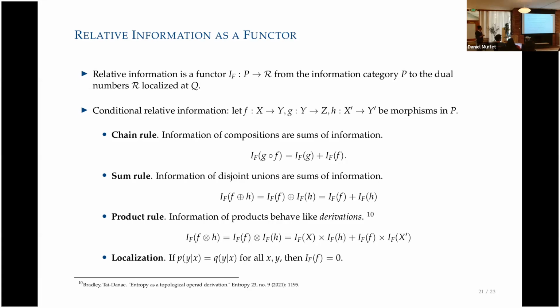And then lastly, localization. If P equals Q, then the KL divergence is 0. So this KL divergence is defined to be 0 at Q. So it's localized at Q, but not localized as in the localization that we think of in algebraic geometry. I couldn't find a better word, but maybe it is the same. I don't know. I need to think about that.